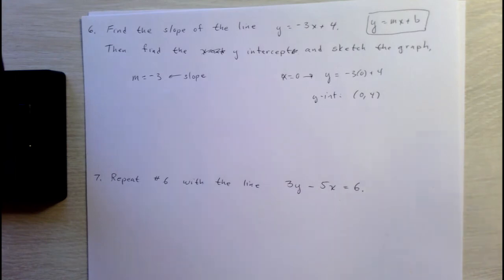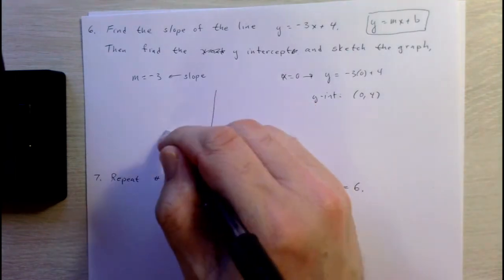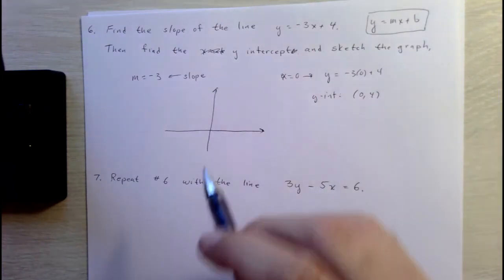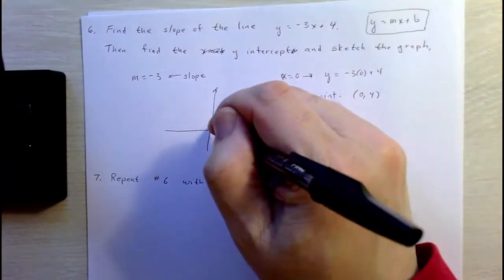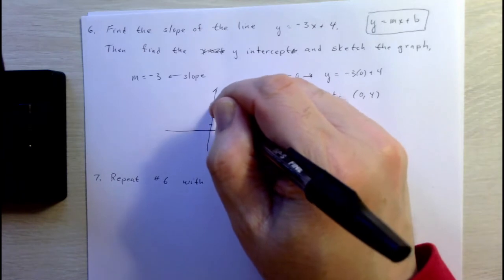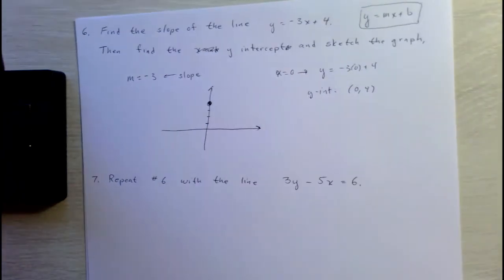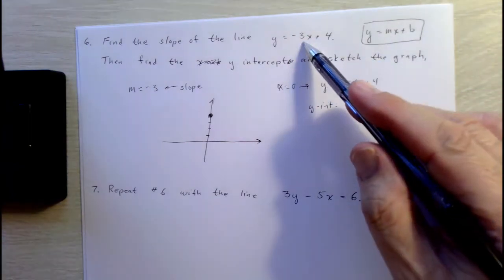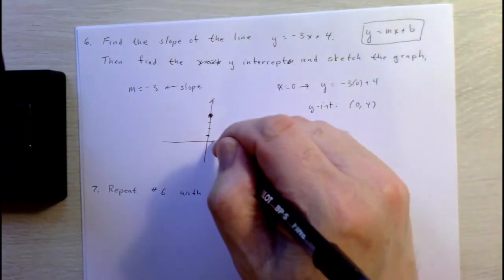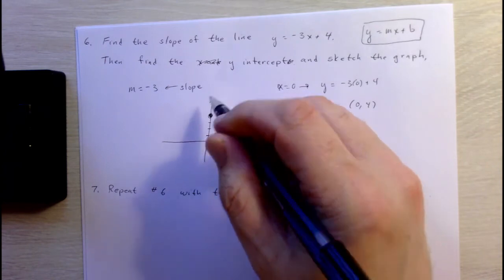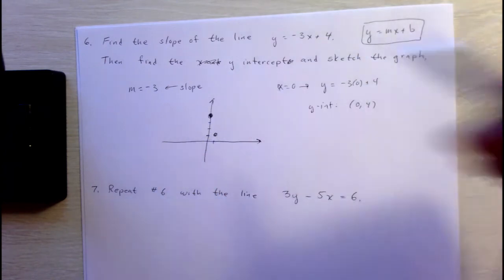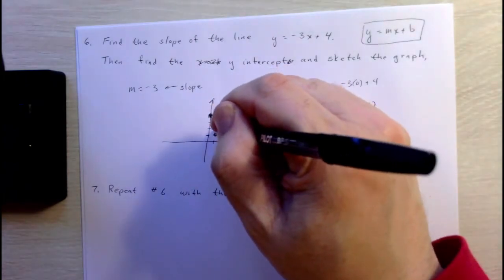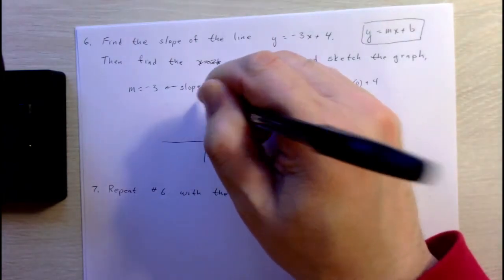And if we wanted to graph this, probably the easiest way to do that is to first graph the y-intercept. So that's 0, 4. So there's your y-intercept, and the slope is negative 3. That means every time you go over 1, you go down 3. So you go over 1, down 3. And there are these 2 points, and there's the unique line that passes through these points.